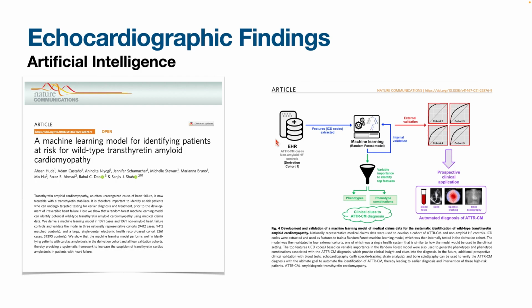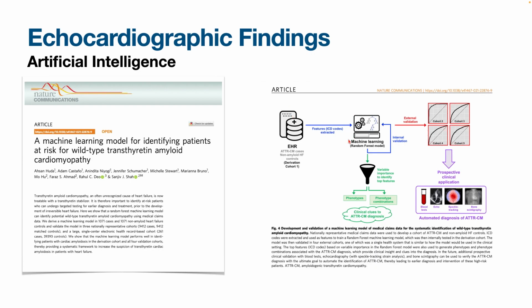Okay, so last but not least, coming to the end. There are novel ways to try to identify these patients with cardiac amyloid, since they are so protean. This is a paper that was published in Nature Communications, using an artificial intelligence, machine learning model for identifying patients with wild-type TTR. And in this case, they used the electronic health record.